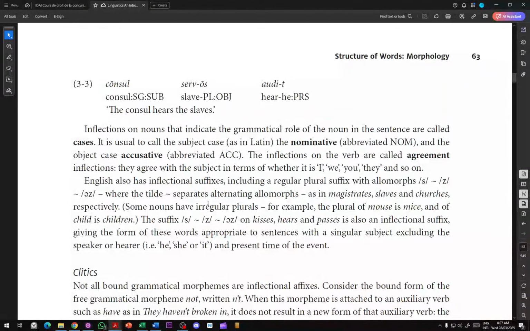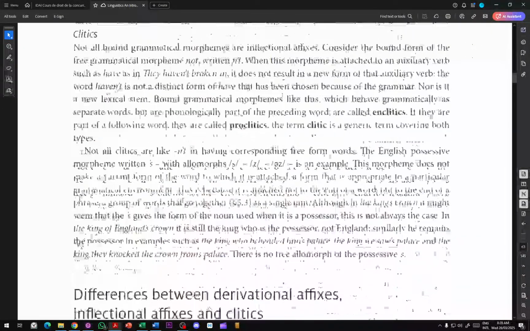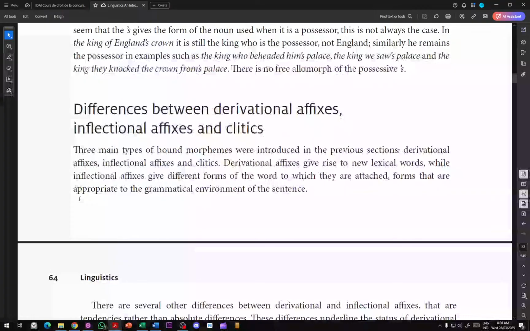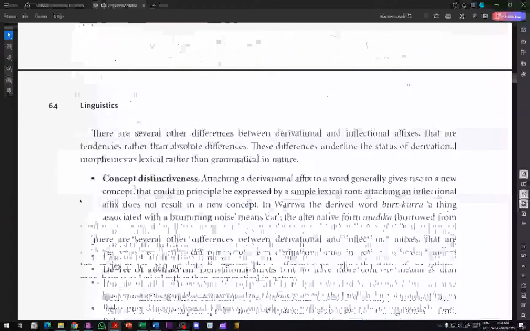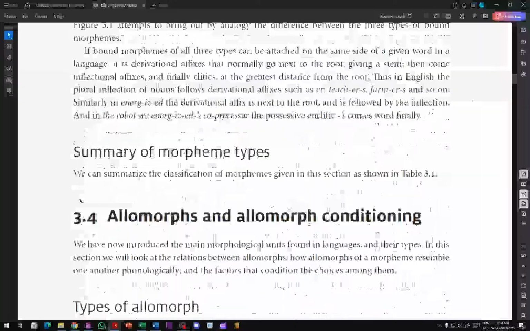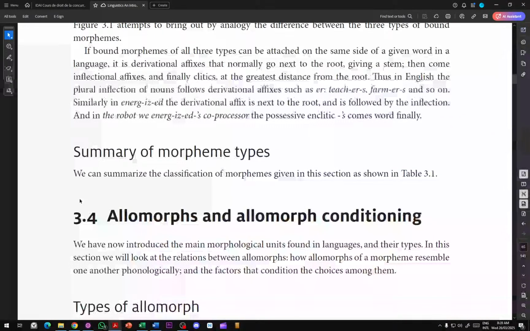What? My comprehension is very bad. I want to finish this section. Where does it end? Linguistics. Differences. Summary.